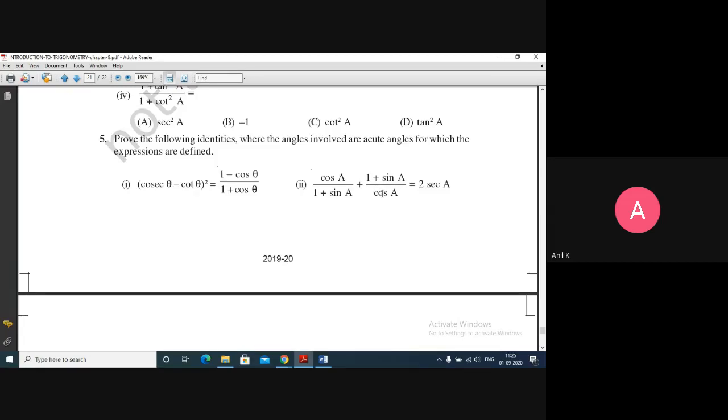If you take the LCM, the denominator will be cos A into 1 plus sin A. Keep the denominator as it is till the last step. In the numerator, cos A into cos A will be cos square A. And here you will get 1 plus sin A into 1 plus sin A, which will be 1 plus sin A whole square. So you have to use the A plus B whole square formula.